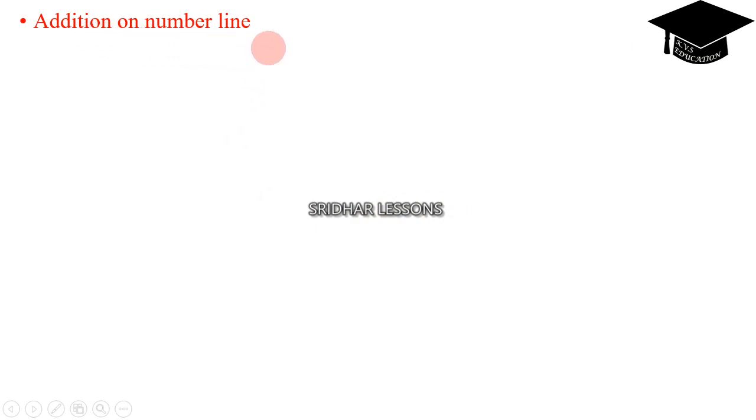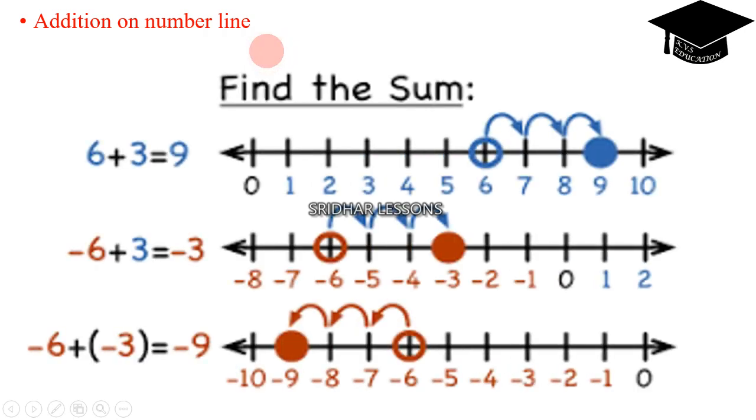Addition on number line. Students, we already know the addition on number line from the previous class, that is 6th standard. See how we are going to find the sum 6 plus 3. From 0 on the number line, the right side numbers are all positive numbers and the left side are all negative numbers. Try to recapitulate this.